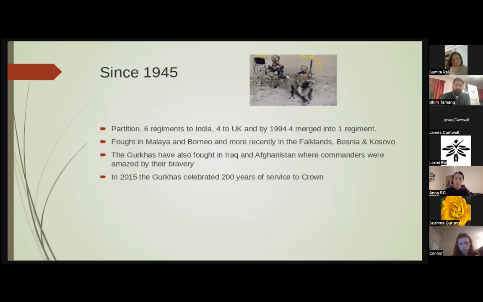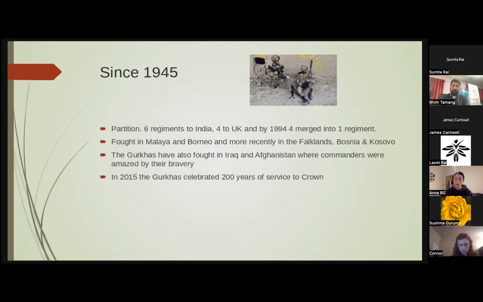Since 1945, we had the partition of India. So it was decided that 6 regiments of the Gurkhas would be moved to the Indian Army and 4 would remain with the United Kingdom. By 1994, this was merged into 1 regiment, and it is now collectively known as the Brigade of Gurkhas. After 1945, the Gurkhas kept busy. They fought in Malaya, Borneo, the Falklands, Bosnia and Kosovo, and they've served in numerous other theatres as well. More recently, in Iraq and Afghanistan, they were quite reputable as excellent soldiers.